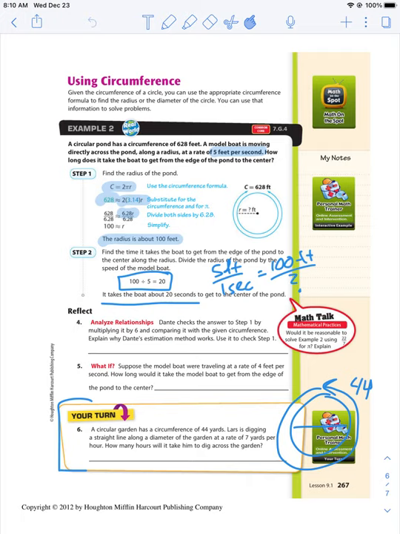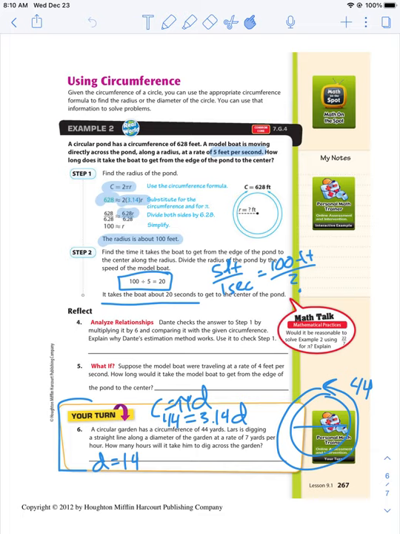Well, first we have to figure out what the diameter is. So to do that, remember circumference equals pi d. We know our circumference is 44. We know pi is 3.14, but we don't know d. So to find d, we're going to do 44 divided by 3.14. And we get the diameter is about 14. It says 14.0127. We'll just say 14.